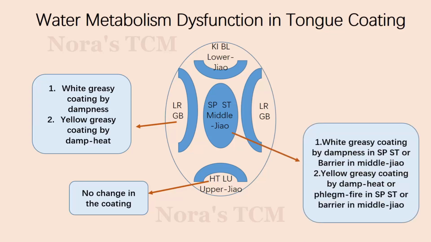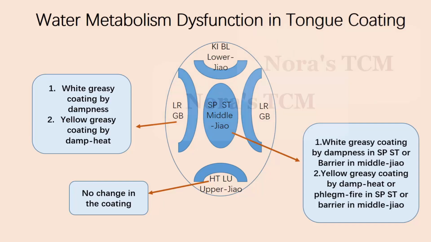The middle part is connected with the spleen and the stomach and middle jaw. Two situations are so common. First, white greasy tongue coating by dampness in spleen and stomach, or barrier in middle jaw. And we say barrier is a kind of stagnation. By dampness, qi or fire, or all kinds of pathogenic factors form the blockage in the middle part, preventing the qi and water from distributing up and down.